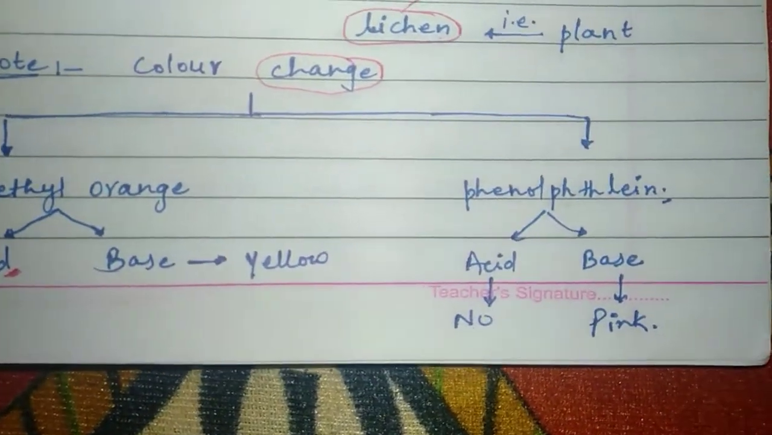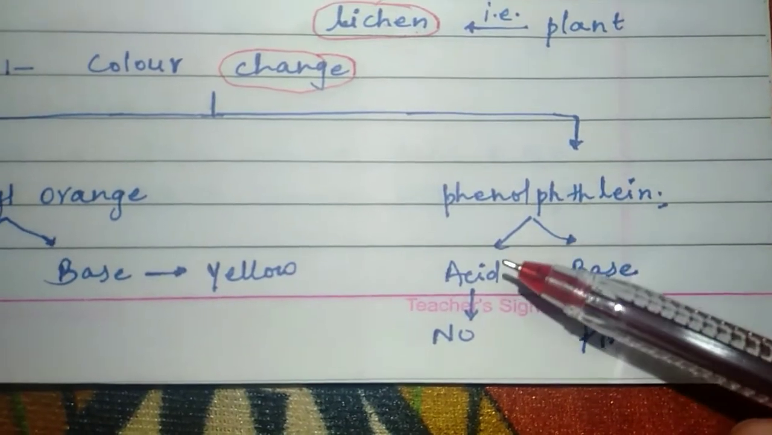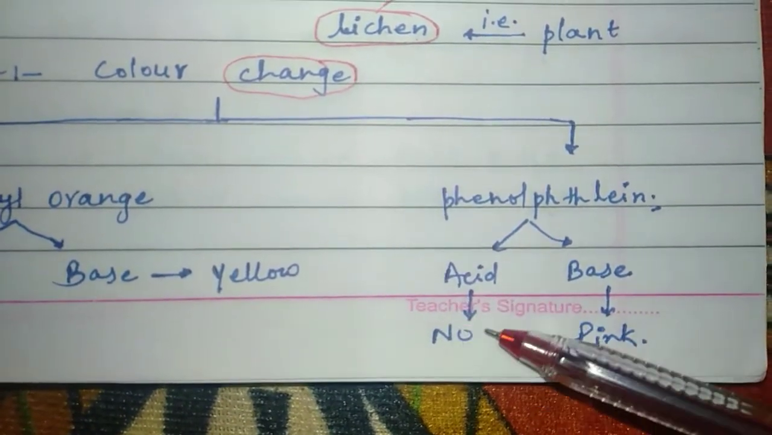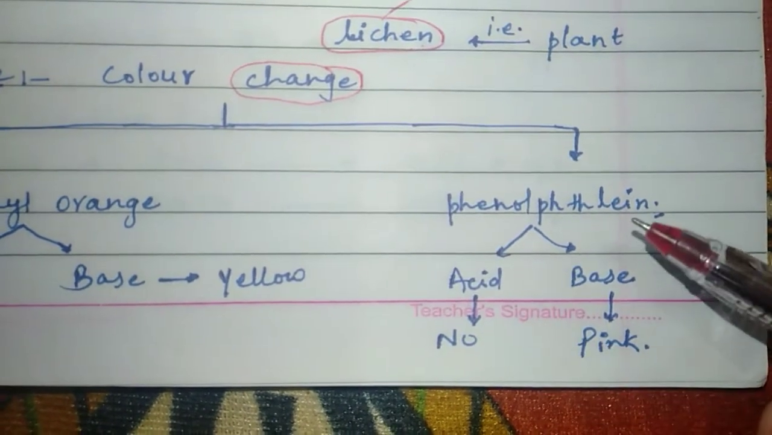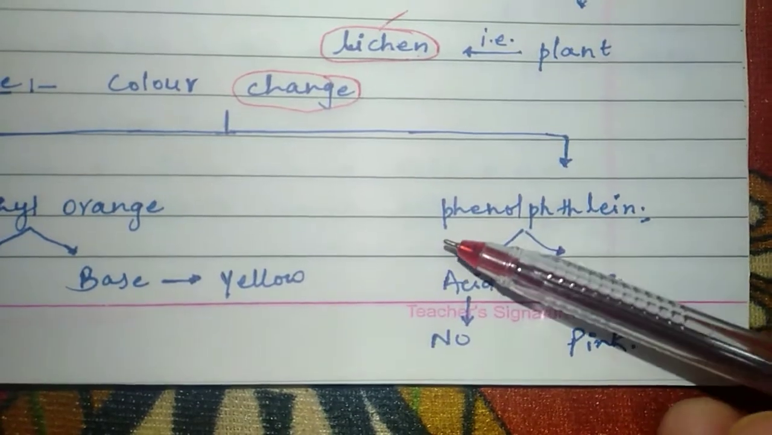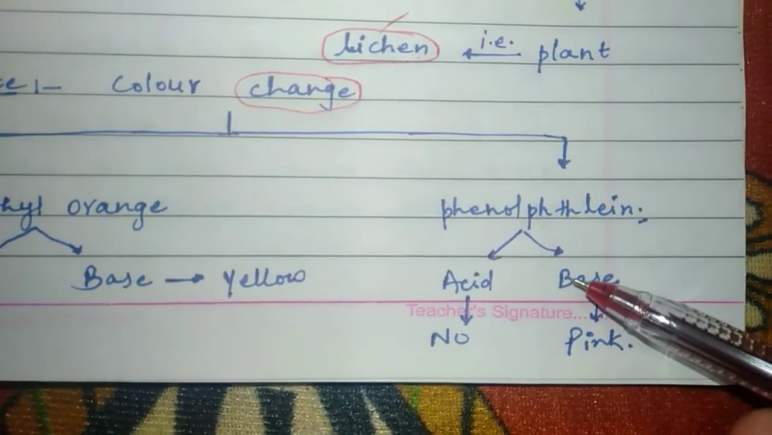Similarly, you can see here phenolphthalein. If we treat it with acid, phenolphthalein does not give any color, but with base it gives pink color. So the sound of P and the sound of pink are the same, and the sound of B.